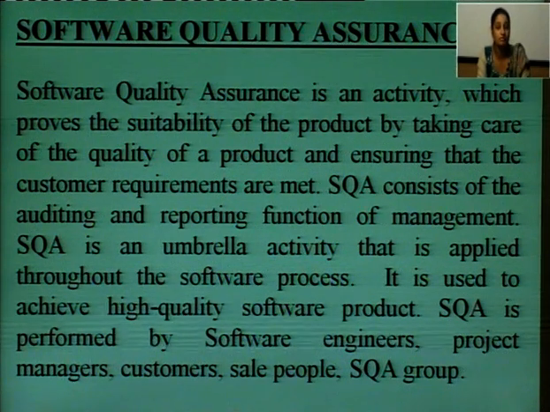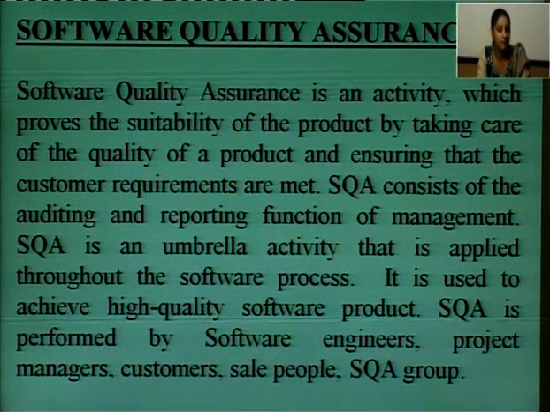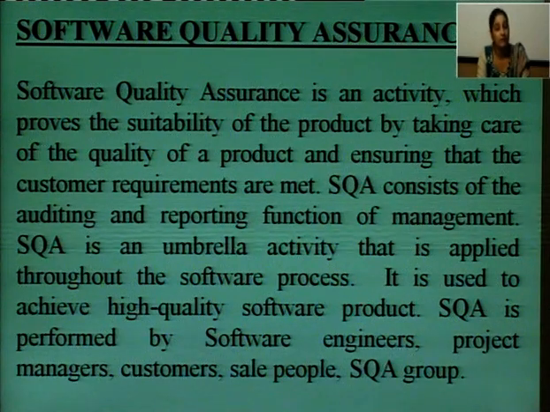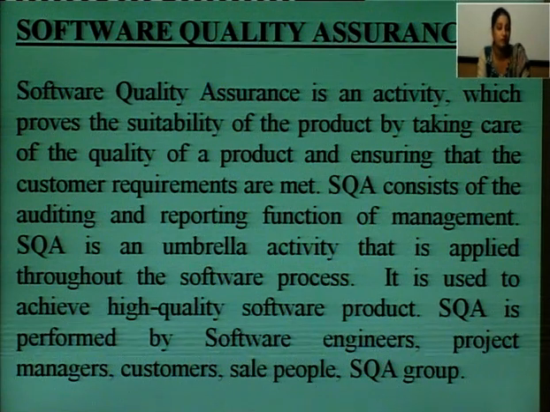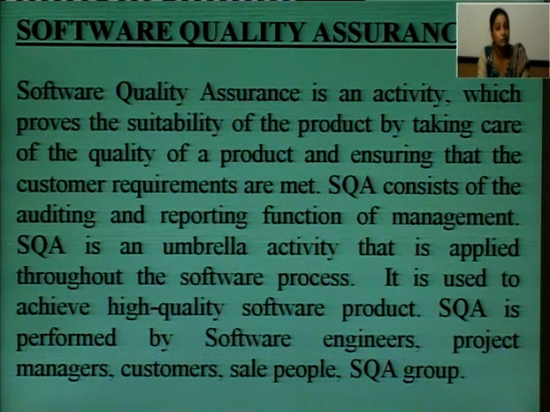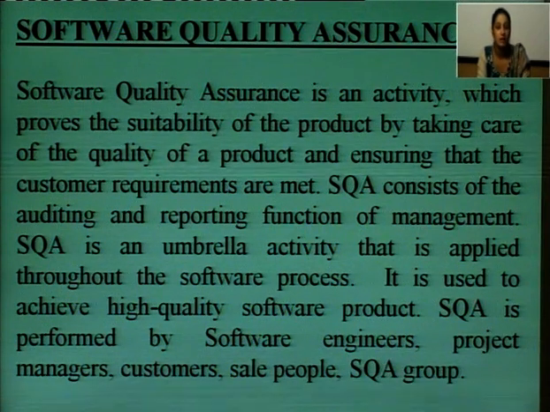Software quality assurance consists of the work done under quality assurance, which is the auditing and the reporting function of the management. Here we give the auditing and the reporting functions. Quality assurance is an umbrella activity, and it is applied throughout the software process, in each and every process of the system. It is used to achieve a high quality software product.